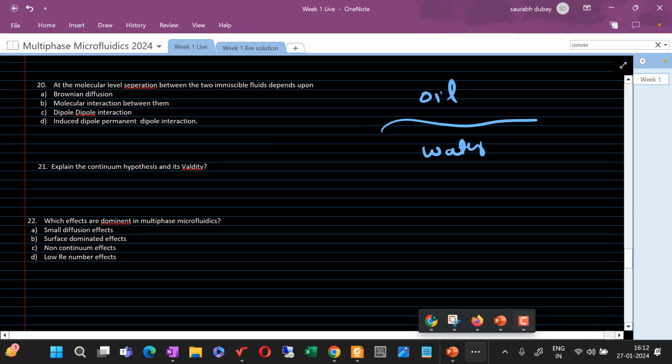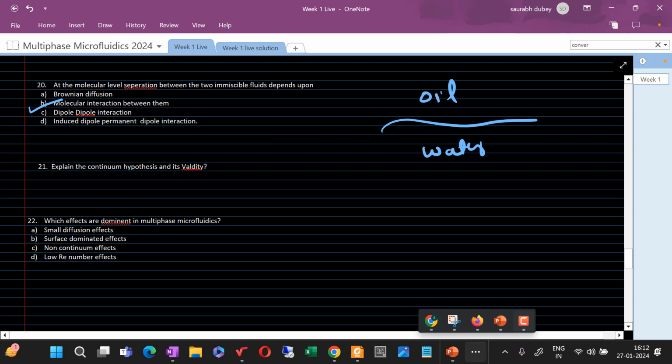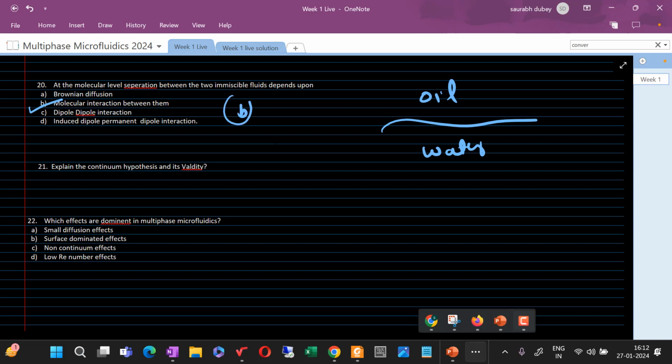Actually, you have to go to the origin of the surface tension here. Surface tension is what is not allowing them to mix. So the basic origin of that is the molecular interaction between the molecules of the fluids. So B is the correct one.